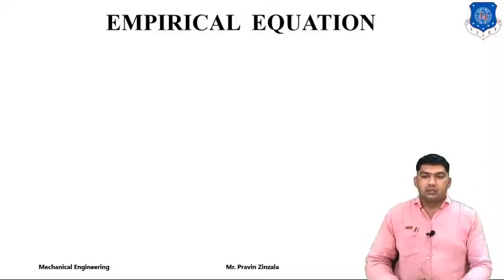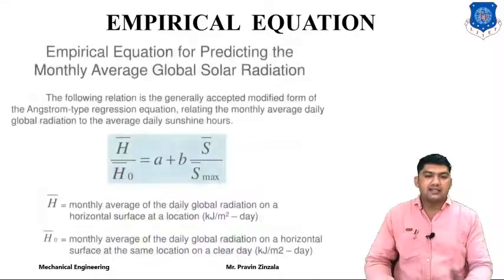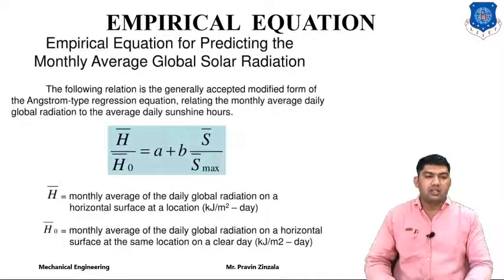In some places it is not possible to measure directly, so we generally take the average radiation of the surrounding area. But at some places we cannot measure the radiation, for example on the top of the Himalayas. So we can utilize different equations, like the empirical equation, for prediction of solar radiation. So this is about the empirical equation for predicting the monthly average global solar radiation.